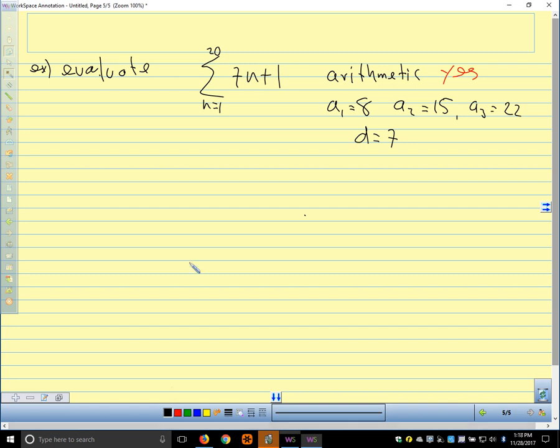So we can use our formula. We're adding 20 terms together, 1 to 20. A sub 20 is 7 times 20 plus 1, which is 141. So our 20th partial sum would be 20, because we're adding 20 terms, times 8 plus 141, divided by 2, which is 1490. If you do the problem like this, where you're finding the sum of an arithmetic sequence, and your sequence involves whole numbers, you should not get a fraction for an answer. That would be a sign that you did something wrong.